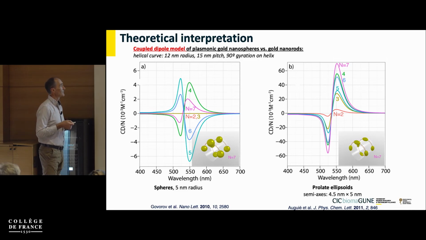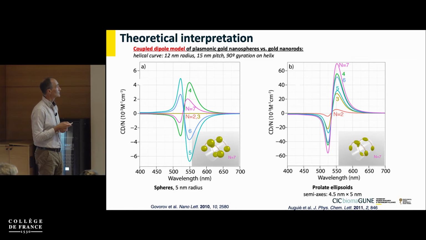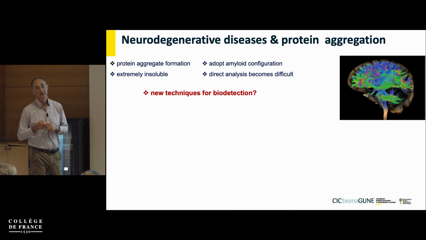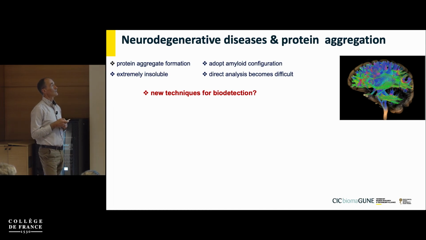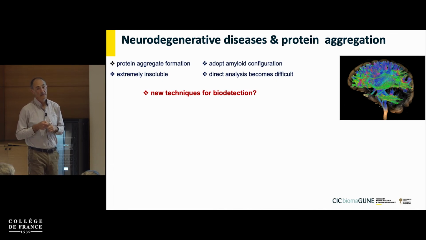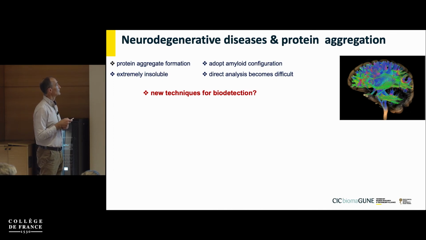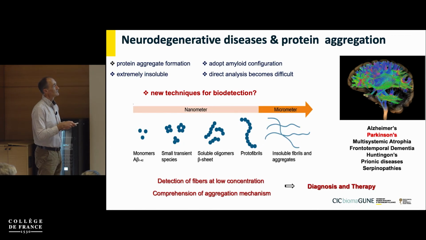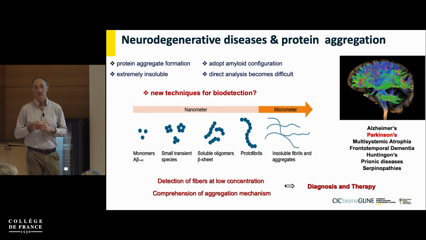And so we started a project a few years ago by the hand of a talented postdoc who obtained a Marie Curie fellowship, with this project where we proposed to use this sort of plasmonic chirality to detect the formation of the fibers that are involved in many neurodegenerative disorders.